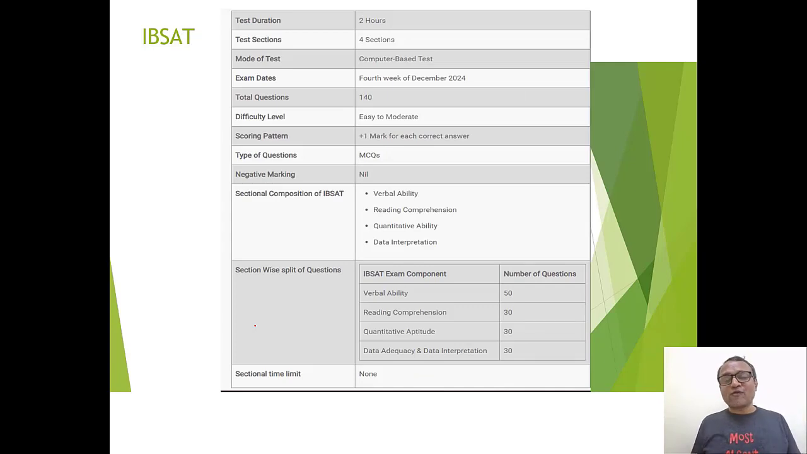IBSAT is for the IBS group of colleges. There are a lot of colleges under the brand name IBS, with their own exam. They have verbal, reading, quant and DI. You can also get into IBSAT by writing NMAT or CAT or the other exams as such. IBSAT is comparatively easier. It is normally held in December, the 4th week of December. So this is basically giving you some idea about all the exams which are being held.